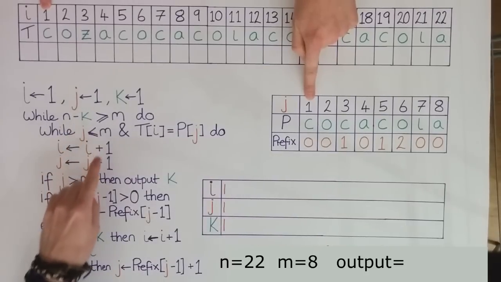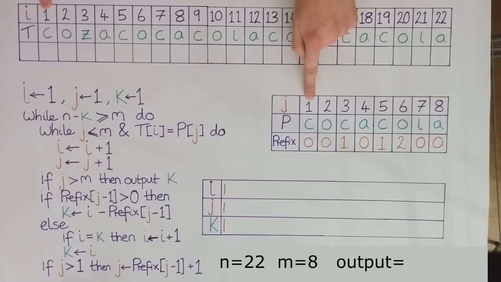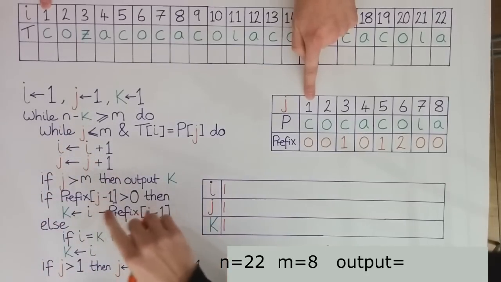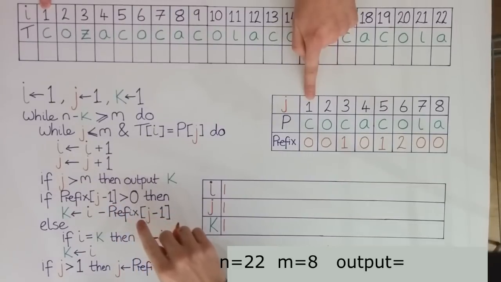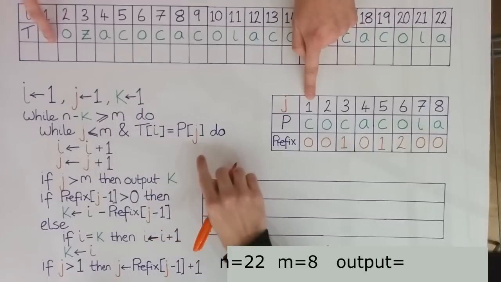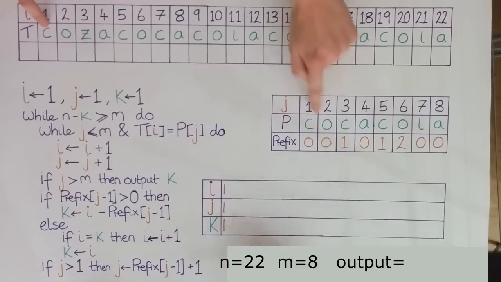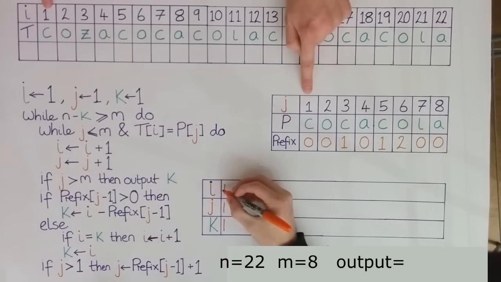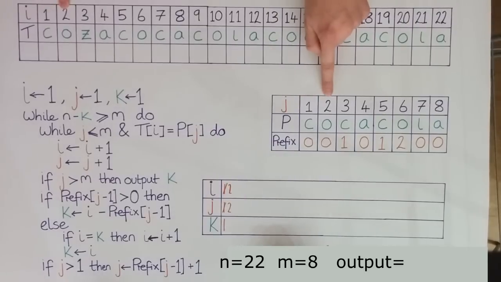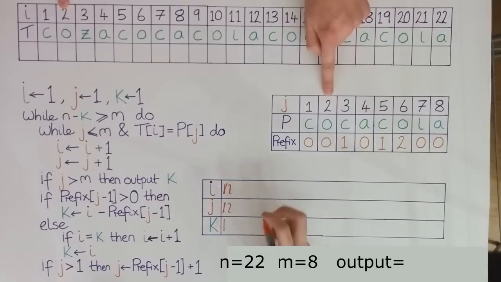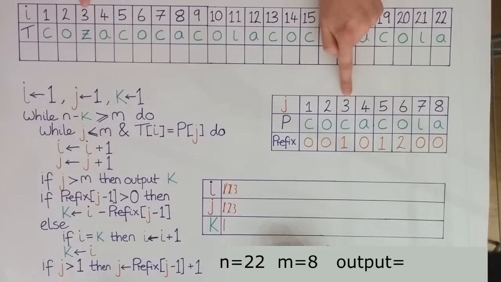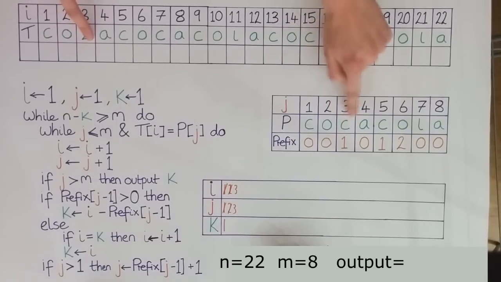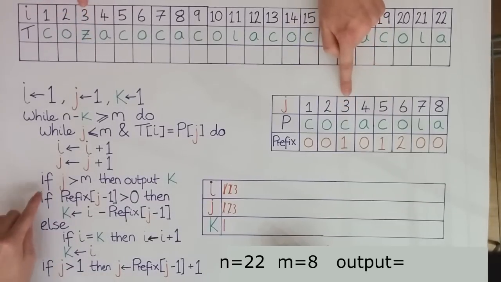While n minus k is greater than or equal to m, and this is true, so while j is smaller than or equal to m, and t of 1 is equal to p of 1, which it is, as they're both c, increase them both by 1. And again, because t of 2 is equal to p of 2. But here, t of 3 does not equal p of 3. So we break out of the while loop.